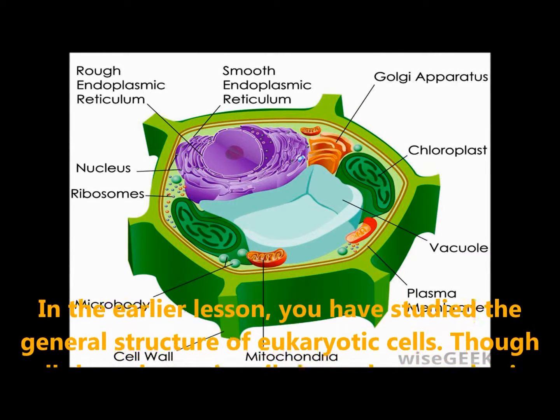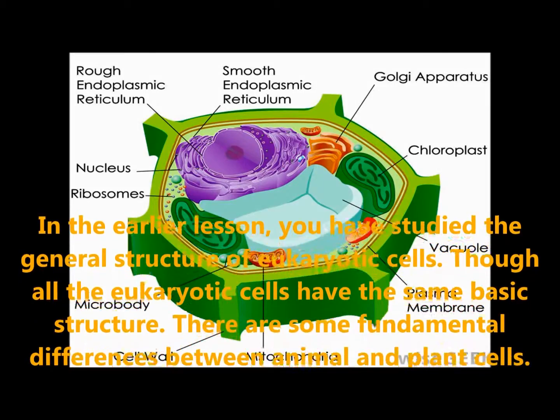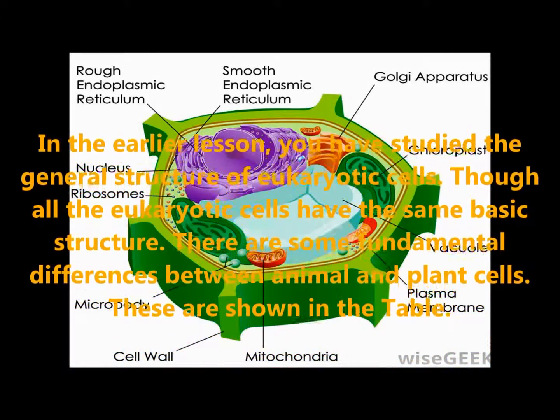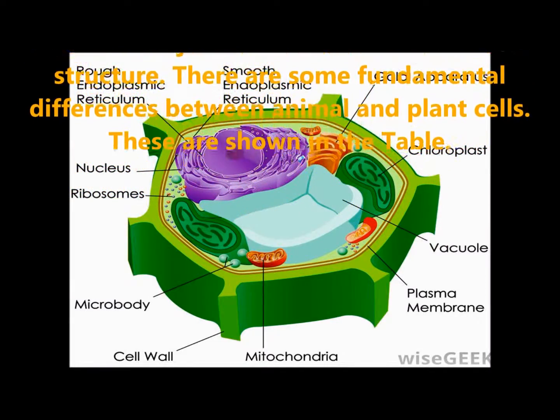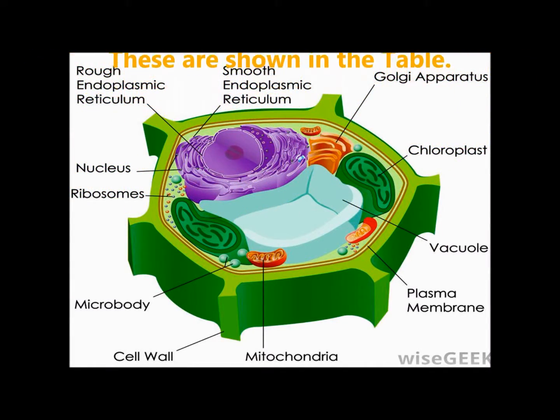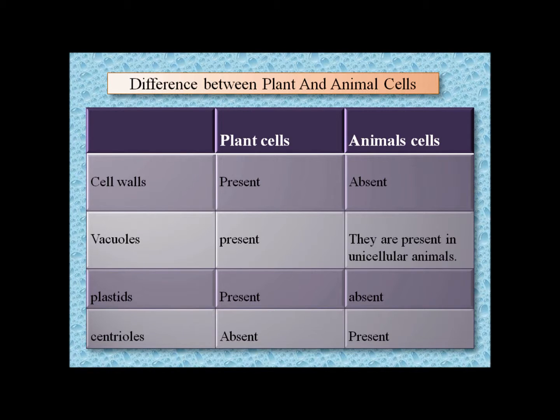Children, in the earlier lesson, you have studied the general structure of eukaryotic cells. Though all the eukaryotic cells have the same basic structure, there are some fundamental differences between animal and plant cells. Let us see what is the difference between animal and plant cells.